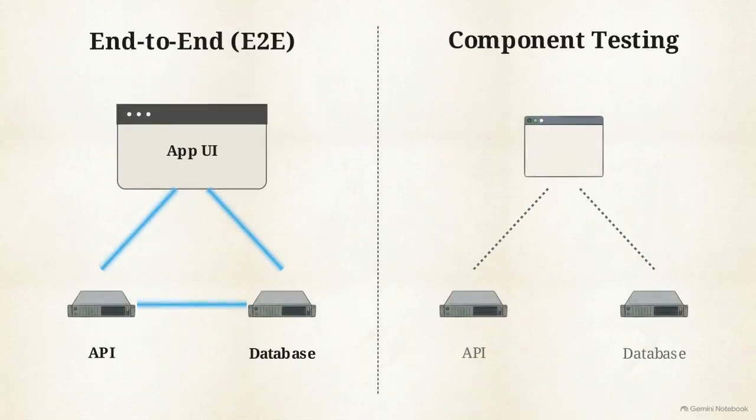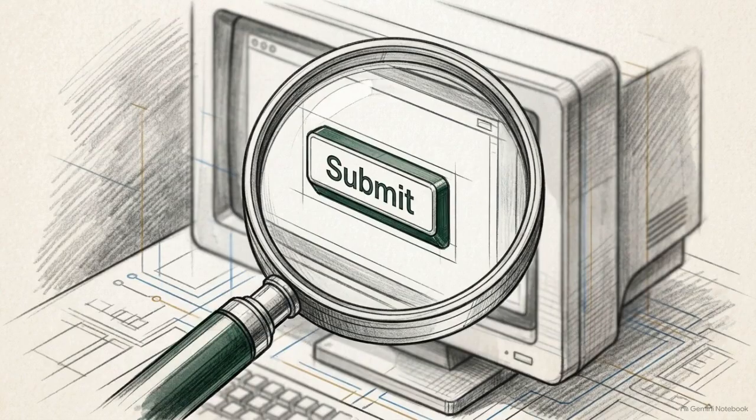The solution to this execution bloat is Cypress component testing. Rather than loading a full URL, component testing mounts frameworks like React directly into an isolated browser window, stripping away the backend entirely. Unlike simulated DOM environments such as JSDOM, Cypress mounts the component in a real browser, ensuring absolute visual rendering accuracy and realistic event handling.